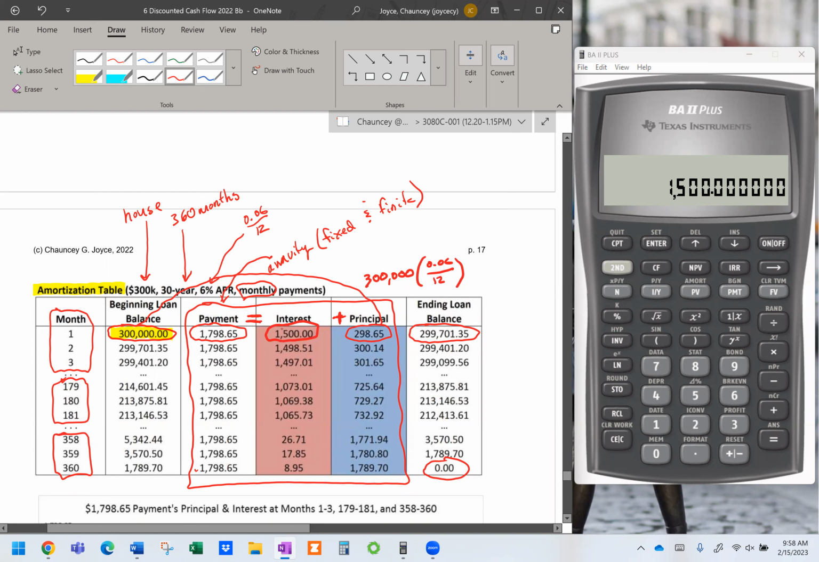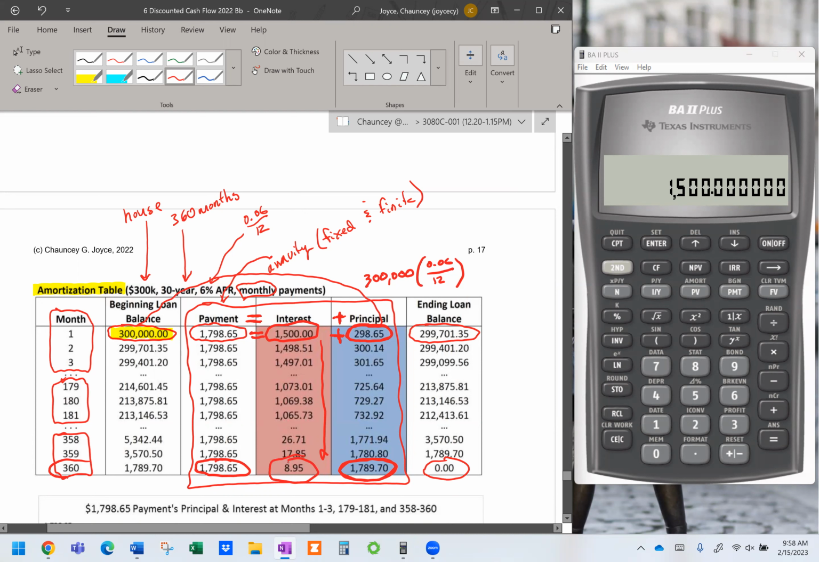So 1,500, if my total payments are 1,798, that must mean the remaining, principal, sorry, is the remaining 296.65. So you keep looking down here all the way to your last one. Your last payment, still 1,798, but the vast majority of its contribution is going to pay off that principal balance.